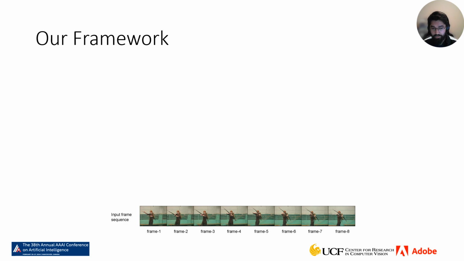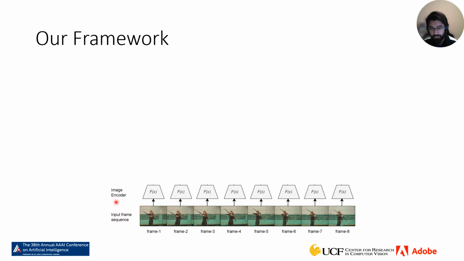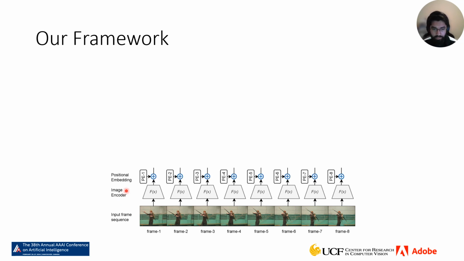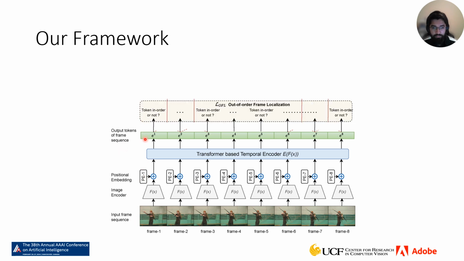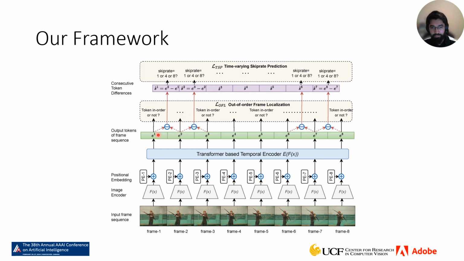Let's put all components together. Starting from the input frame sequence, we pass each frame to the image encoder, which is pre-trained with an image self-supervised method, for example, DINO, and adding the position embedding and passing it through the temporal self-attention layer, we get output tokens for each frame of the input sequence. We classify each output token as in order or not for the out-of-order frame localization pretext task. And we take the difference of the consecutive tokens and classify them into the skip rate classes.